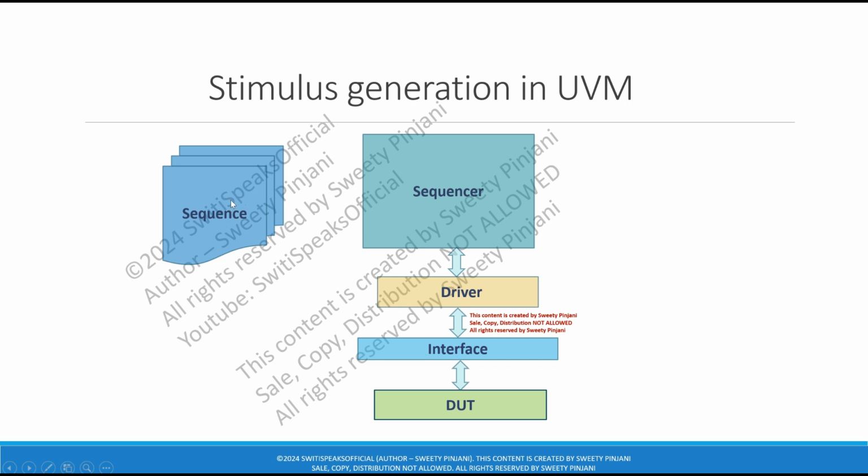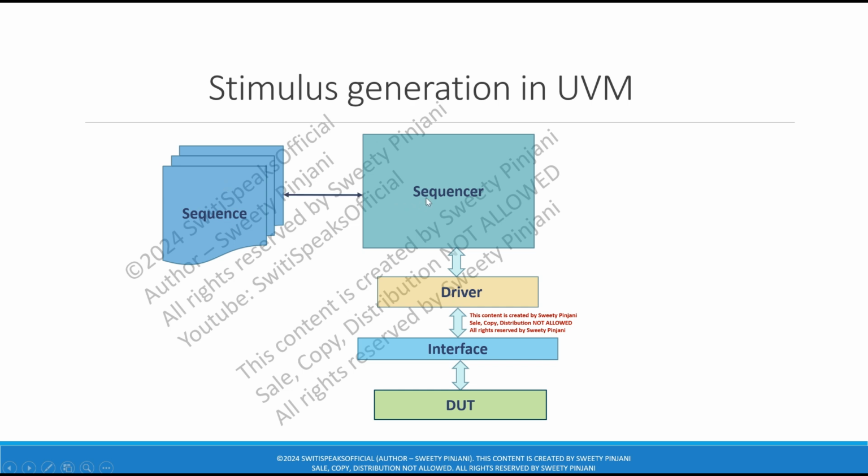There can be multiple sequences. I'll give you some examples. Say first I will do reset of the design. There will be a reset sequence. Then say I will write to a particular memory location. That will be the write sequence. Then say I'll read from the same memory location. That will be the read sequence. Reset, write, read. Say the sequencer has these three sequences.